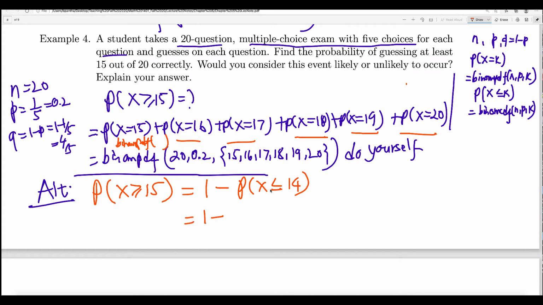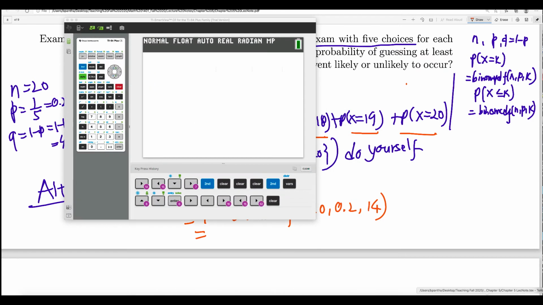It is 1 minus. For less or equals to, we use the binom CDF, right? You can use binom CDF. N is 20, P is 0.2, right? And then K is 14. If you do that, what do you get? Let me use the calculator for that.